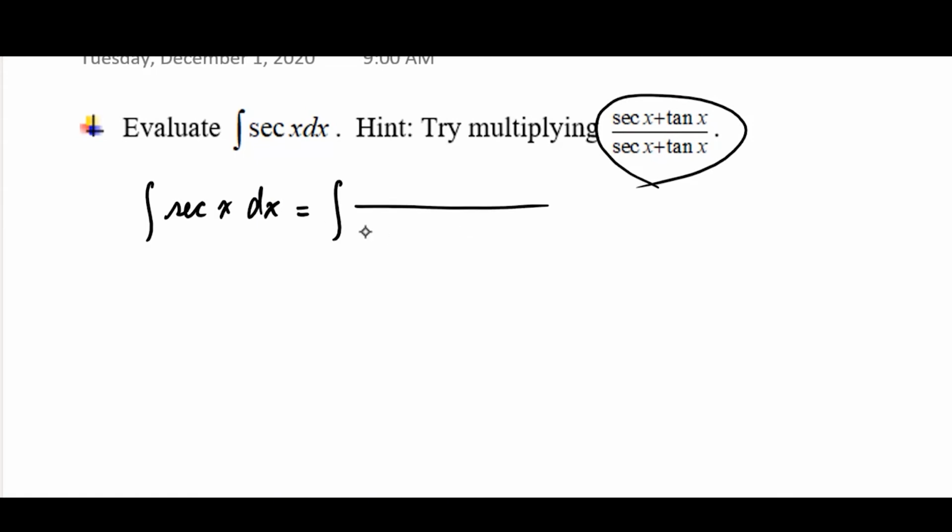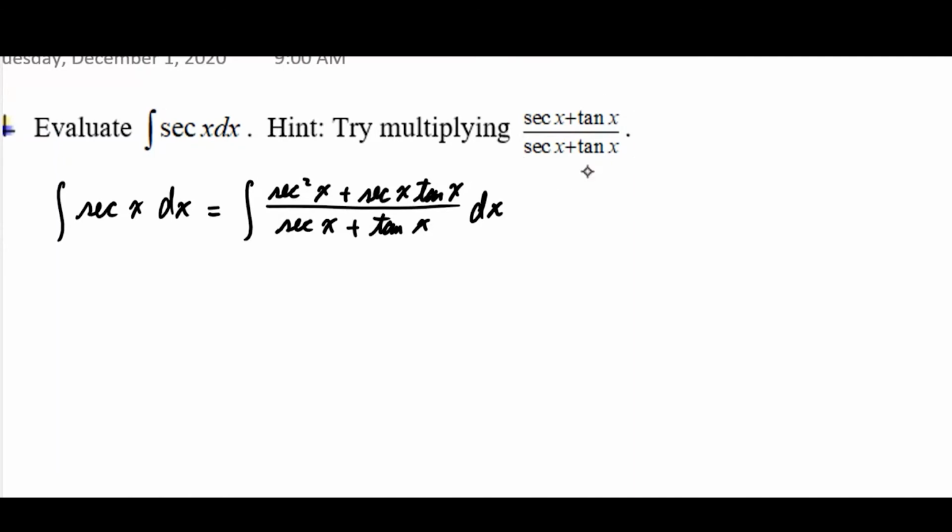So the denominator becomes, of course, secant x plus tangent x. Numerator, secant x here becomes secant squared x plus secant x times tangent x dx. So far so good? Are we good? Okay, then what? Do you see it? Okay, here's a hint. We are still doing u substitution. Which is u? And do you see a du? Do you see 1 and the derivative of that one?